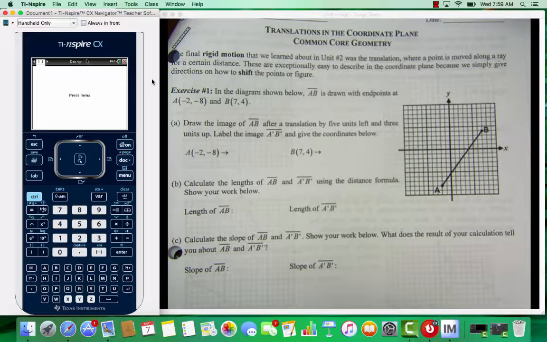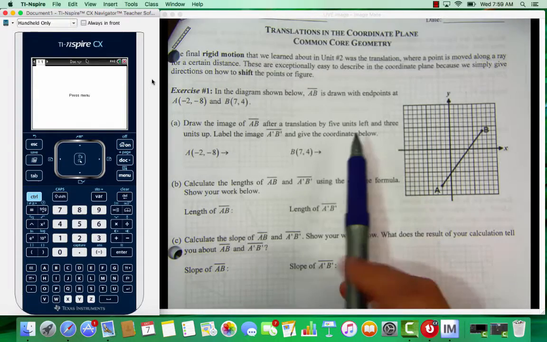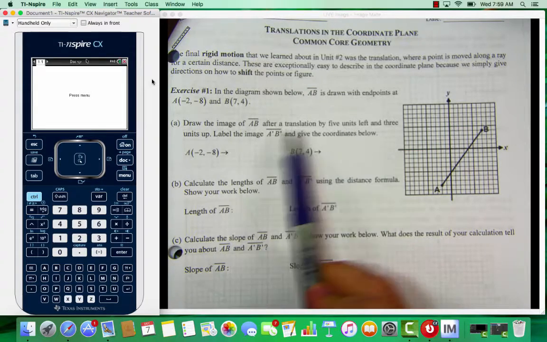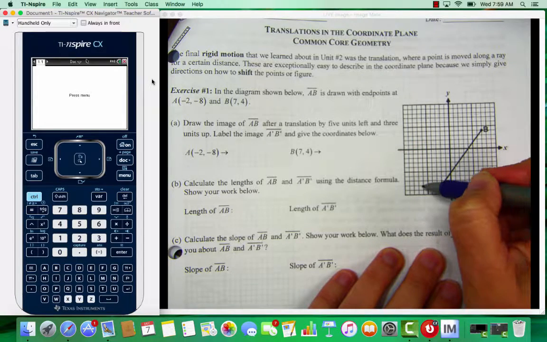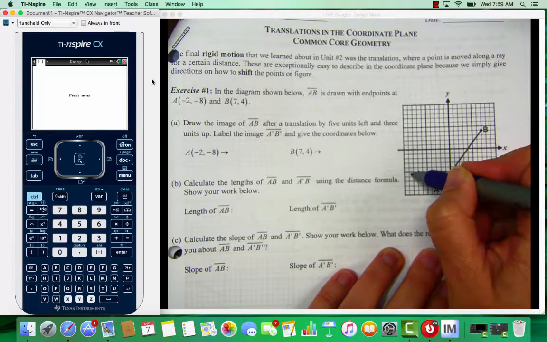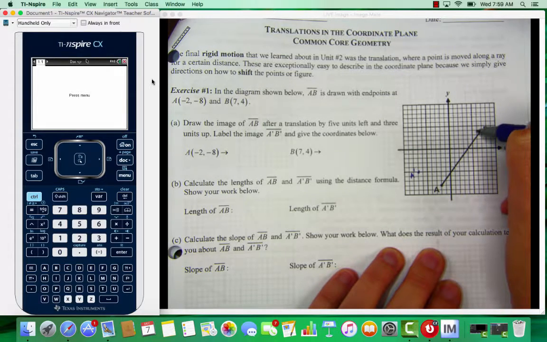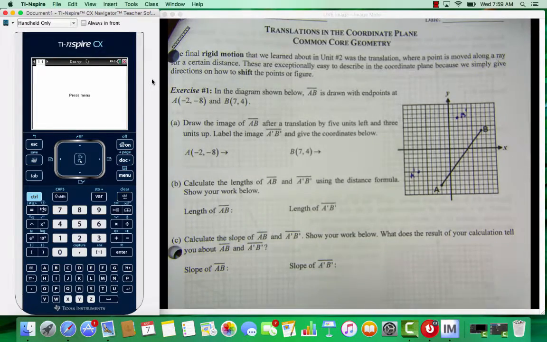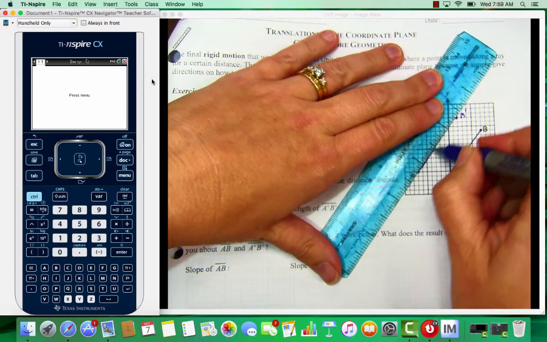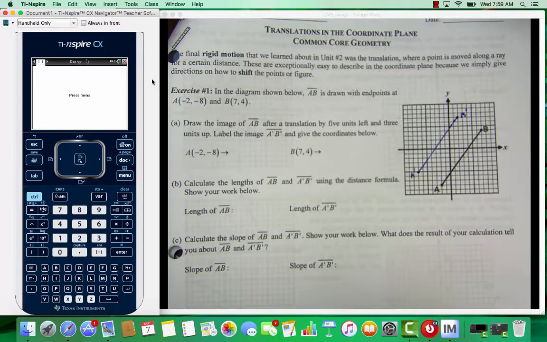What we're going to do is draw the image of AB after a translation 5 units left and 3 units up. We're going to label the image A prime, B prime, and we're going to list the coordinates below. So we're going to take every point and move it 5 units to the left and 3 units up, and that'll be our A prime, and we'll do the same thing with B. 5 units to the left, 3 units up, and there's our B prime. And then we can just use our ruler, connect the two dots, A prime, B prime, and then it does want us to give the coordinates.